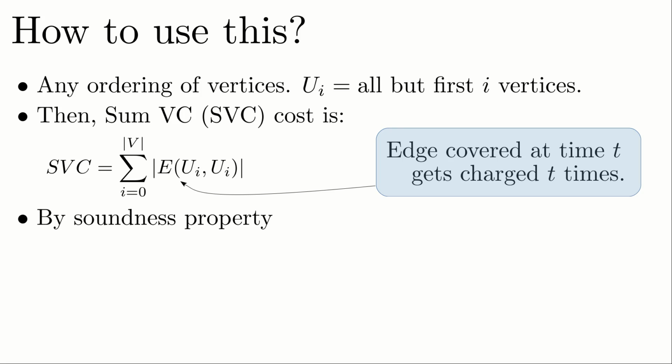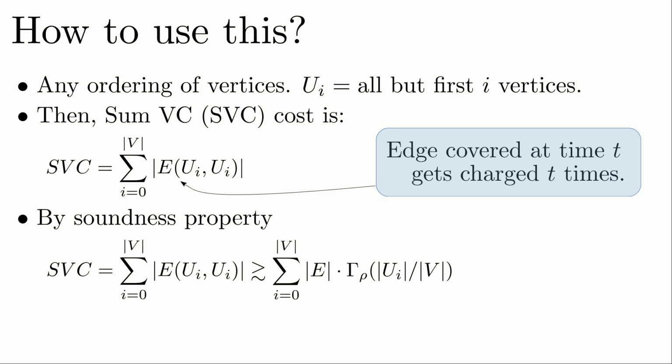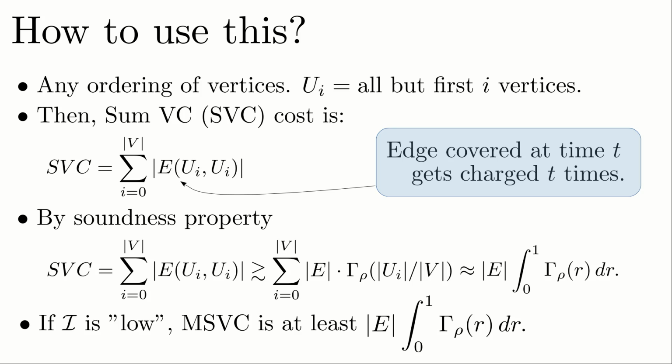So now, using the soundness property and rewriting the expression above, we have the following inequality up to some lower order terms. And now this sum is well approximated by the integral shown on the right side. So in conclusion, if the value is low, then the minimum sum vertex cover is at least the size of the edge set times the integral from 0 to 1 of gamma rho of r dr.